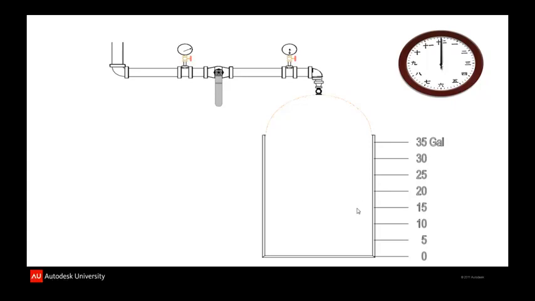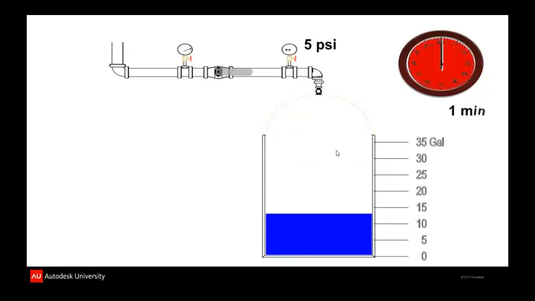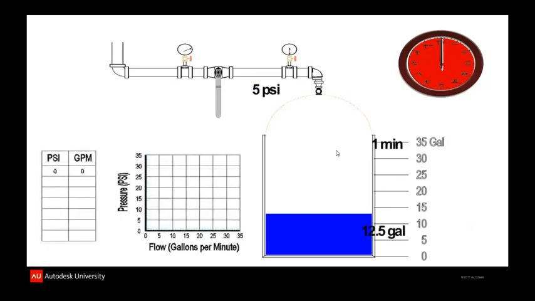This is a little bit larger than an average garbage can, but it has been marked very carefully so that we can show how much water has collected during the 1 minute. The 1 minute will be timed on our clock. Let me run that first test very quickly. I'm going to open the valve so that we get 5 psi. We're going to run water for 1 minute, and then measure how much water came into the tank. In this particular test, hypothetically, we got 12.5 gallons.